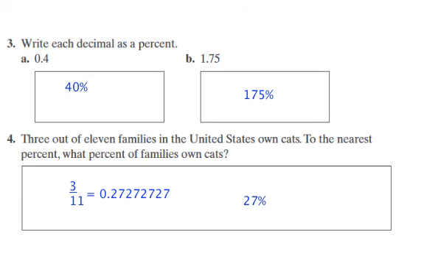For number 4, it says 3 out of 11 families in the United States own cats. To the nearest percent, what percent of families own cats? So 3 over 11 becomes 0.27272727, repeating decimal. We need to change that to a percent and have it to the nearest percent. So we move our decimal point 2 places to the right, and it becomes 27%.